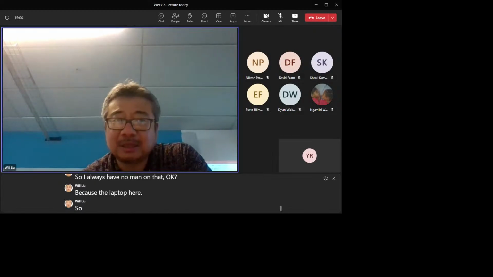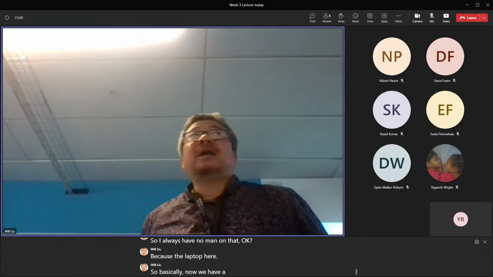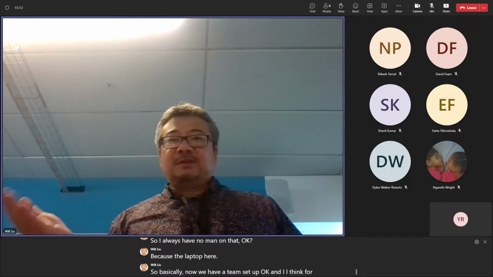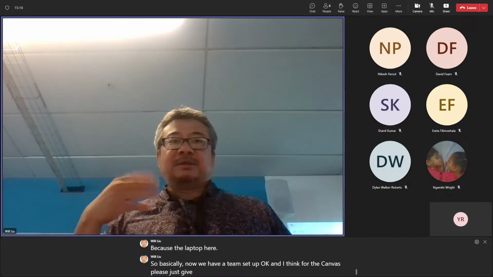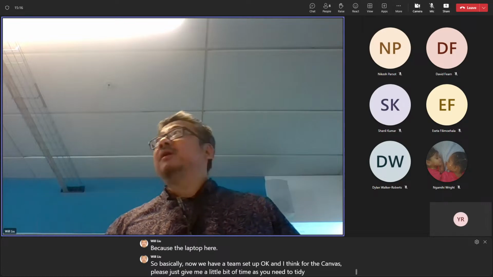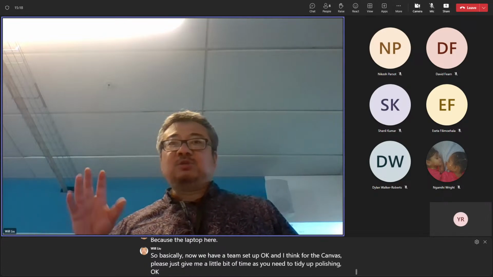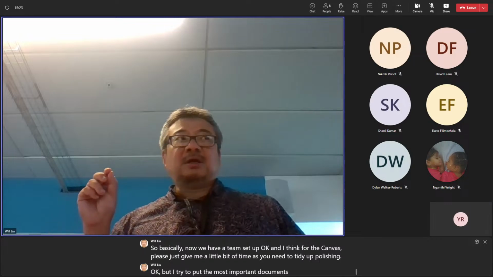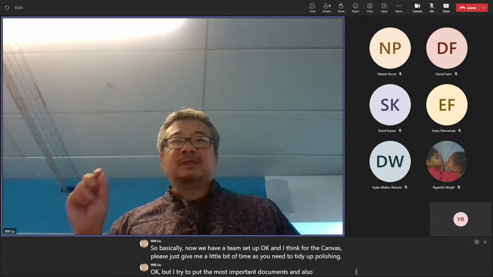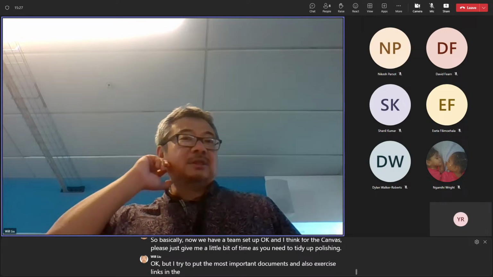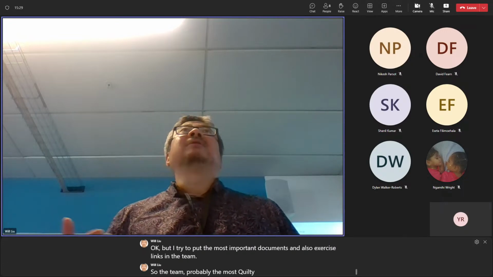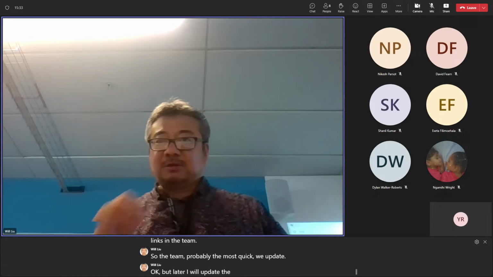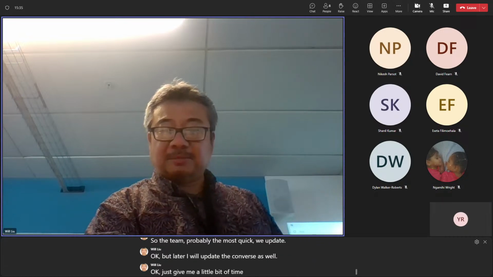So now we have a team set up. For the Canvas, please give me a little bit of time. I still need to tidy up and polish it. But I try to put the most important documents, exercises and links in the team. So the team is probably the quickest to be updated, but later on I will update the Canvas as well. Just give me a little bit of time to tidy this up.